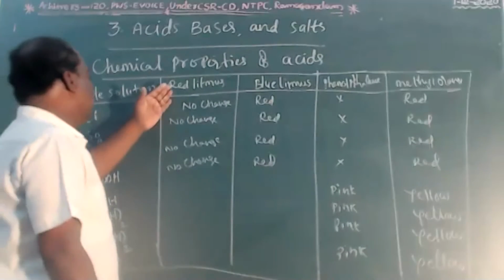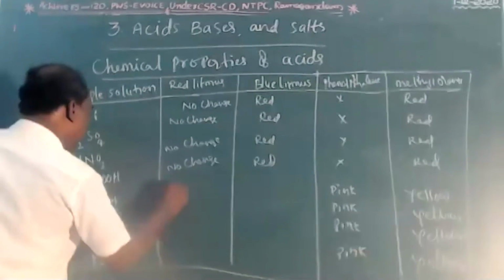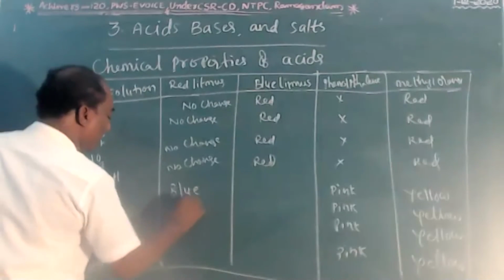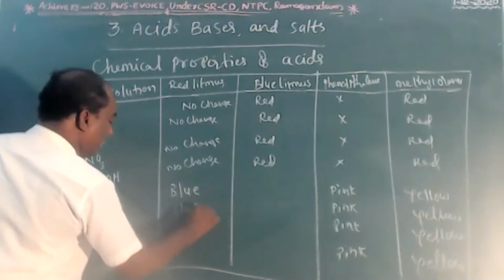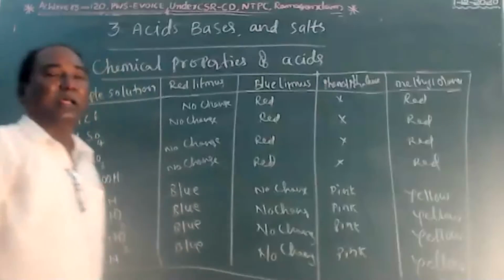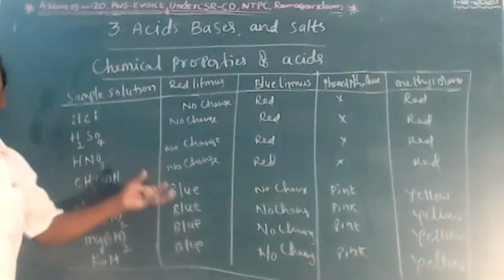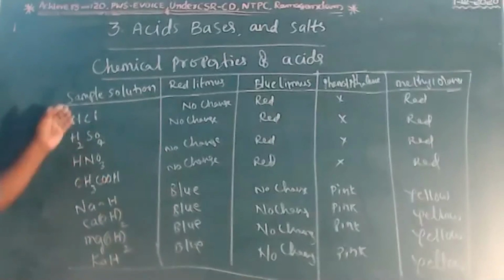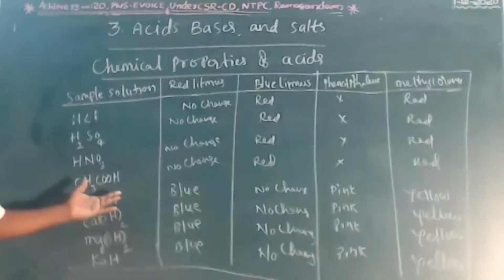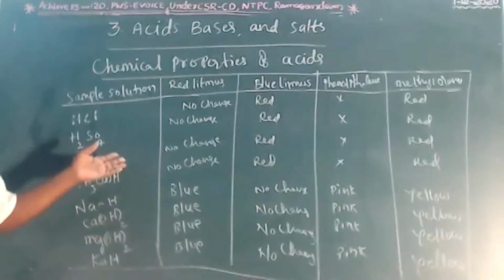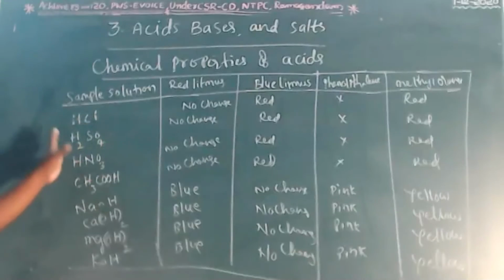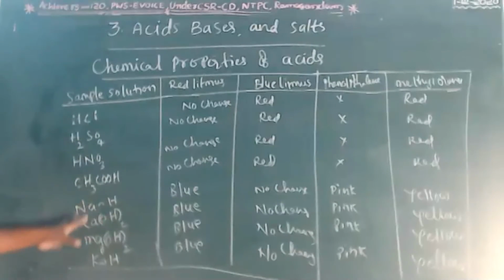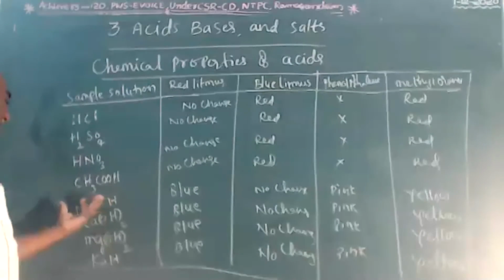So here, bases turn red litmus paper into blue color. Children, keep this table in mind because it is very important for bits. And not only that, they will ask one more question from this table. It is very important, keep it in mind, children. They will ask it many times.